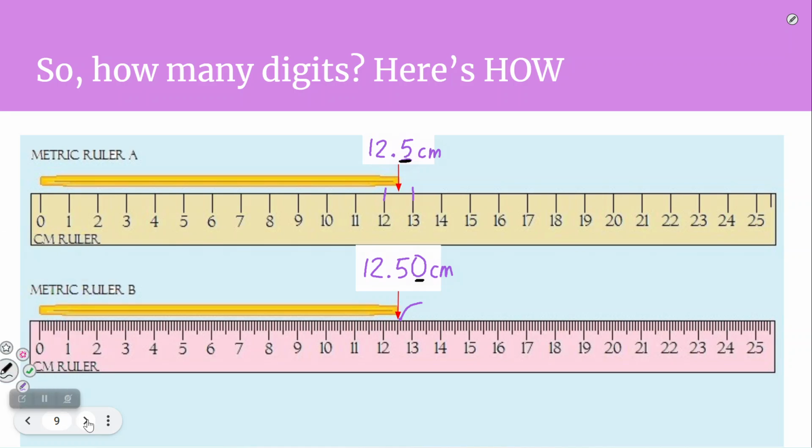Okay, so what you need to get from here is that the level of precision that your measuring tool is indicating is going to greatly affect how precise your measurement can be. Okay, so now moving on, let's look at the next slide here.